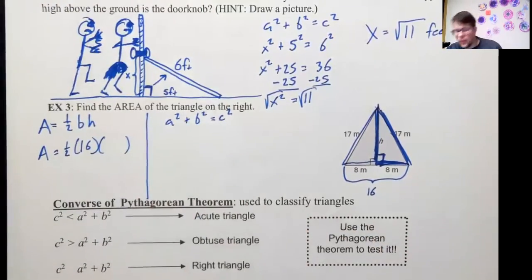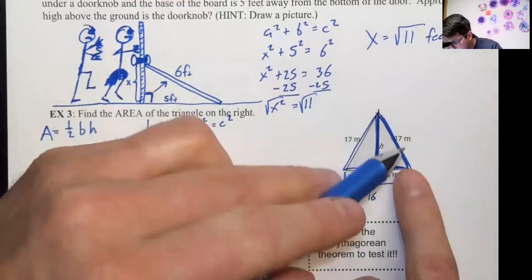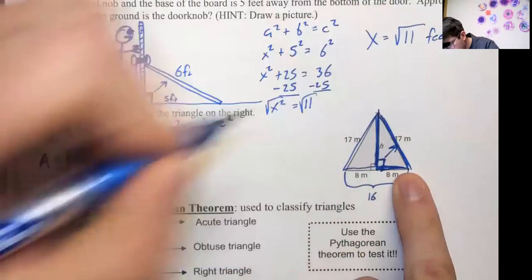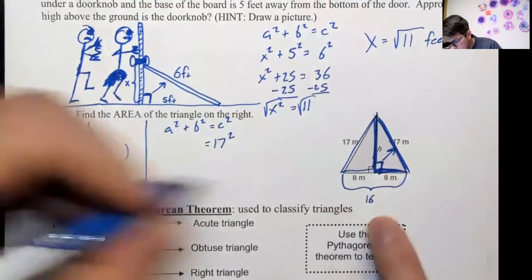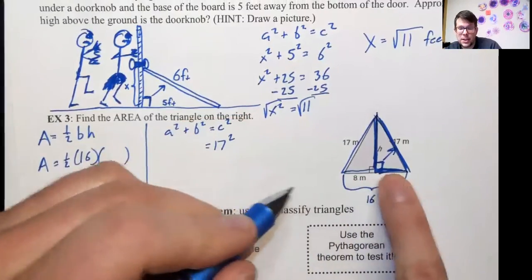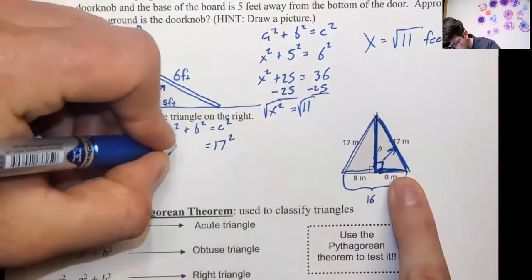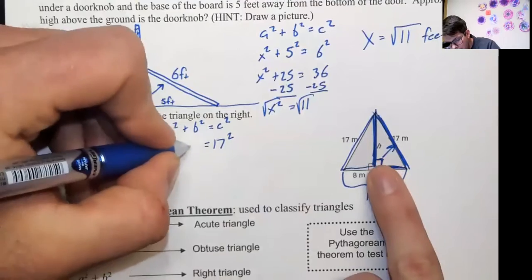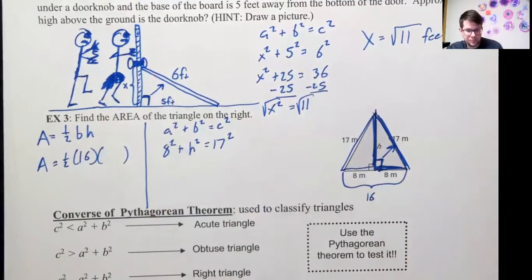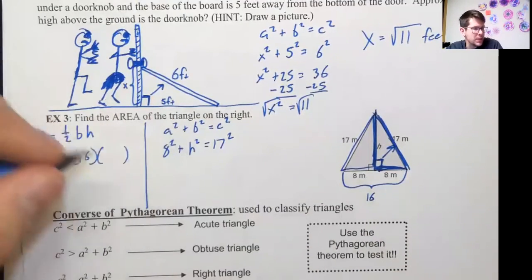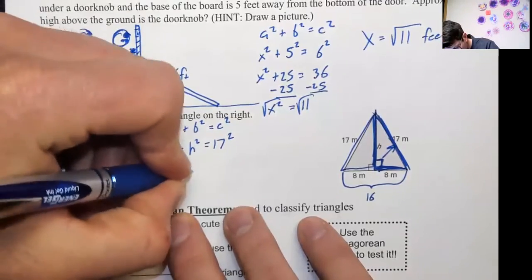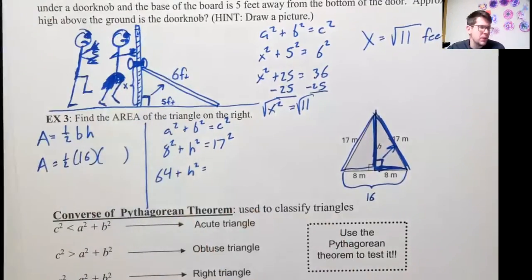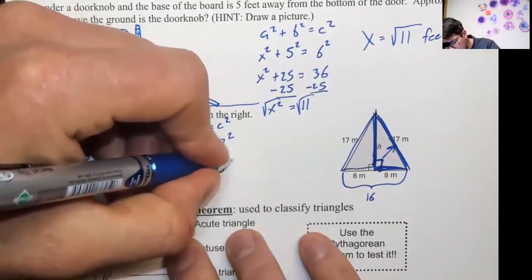So here's my Pythagorean theorem right here. I'm going to use my hypotenuse, which is opposite my right angle, and the longest side, 17. That's going to go here for C. Then for A and B, I'm going to use an 8, not the 16, because I'm just using a part of this. So I'm going to use my 8 squared, and my B is now going to be my H, and that's going to get squared as well. All right, so 8 squared is going to give us 64. And our 17 squared is going to give us 289.